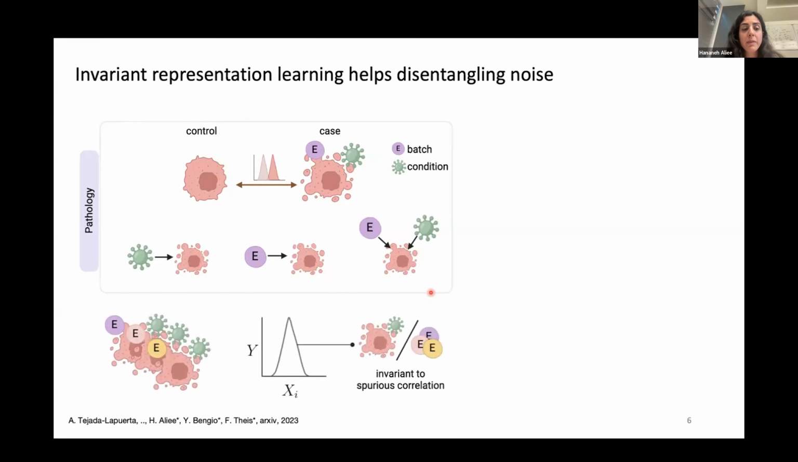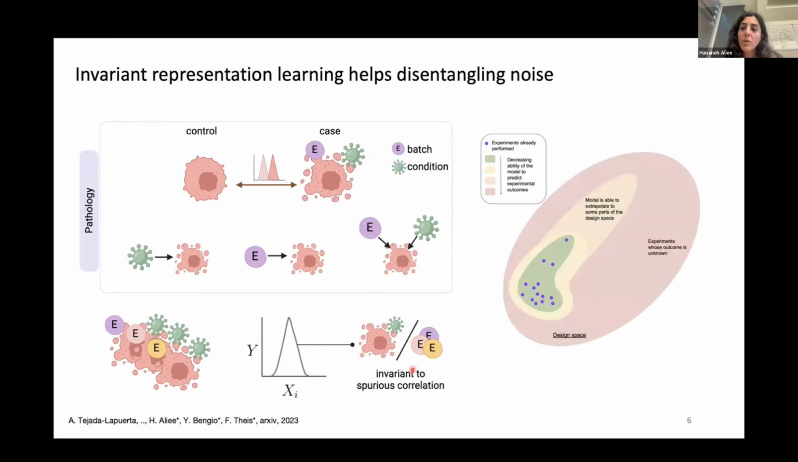And the idea of invariant representation learning is that if we observe the cells across multiple environments, we can assume that the environment only affects the spurious correlations in the data that are not interesting, while the invariant relations, the causal relations between the variables or genes, stay similar across these data sets. So by using this information, we can learn a representation that is invariant to the environment or the spurious correlations.